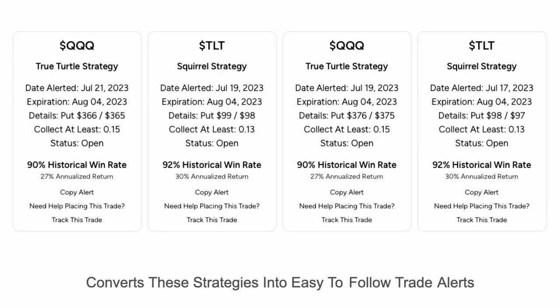Okay, then what this algo does is take all these strategies I just talked about and convert them all into easy to follow trade alerts. It goes, all right, this stock, this strategy, this is the alert, this is the expiration date you need to pick, this is how you put on the credit spread, this is the credit you want to collect, this shows you your historical win rate, this shows you your annualized return, and this helps you place trades and tracks the trade, etc. But what it does is take these strategies that I've shared with you and make them super easy to follow and in real time.